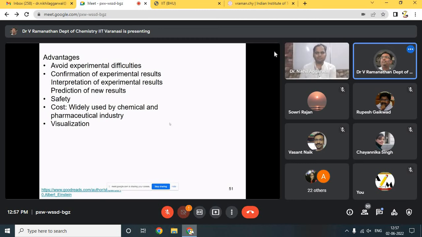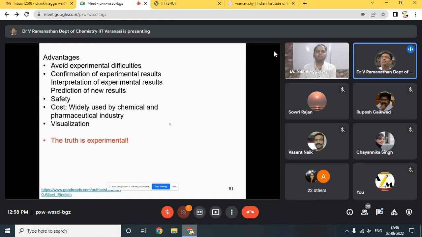Cost, of course, computational cost is also high, but compared to experimental cost, the investment in computational is much lesser, especially for the pharmaceutical industry. Otherwise, you'll have to spend a lot of money in animal drug preparation, then animal trials, and so forth. So most importantly, visualization aid is very much there for computational chemistry.